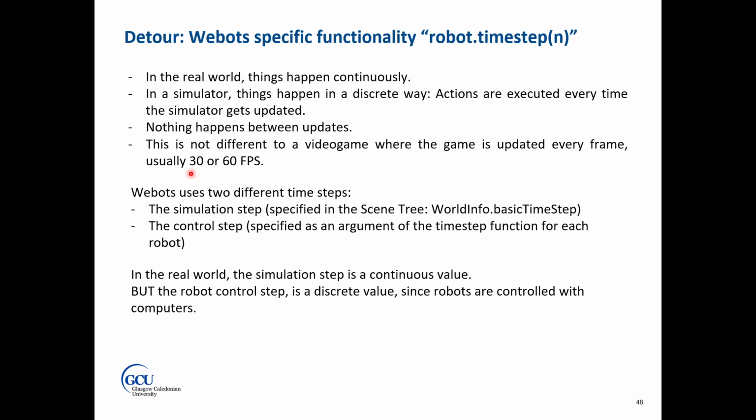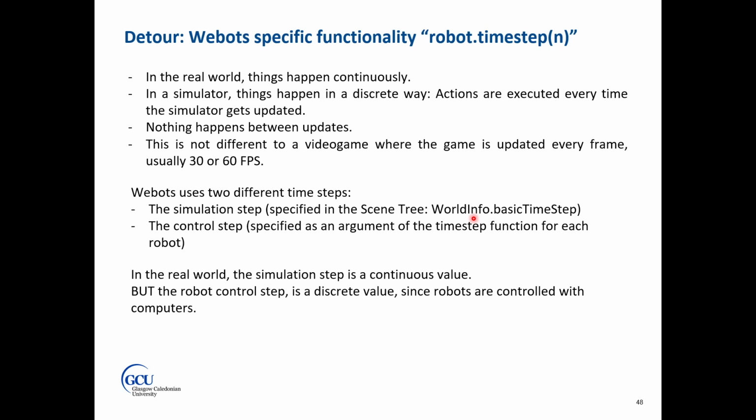I guess the main difference is that in a video game, when it gets slow, it's just annoying. But in a simulation, because we actually want to simulate the real world as accurately as possible, this is quite important. So Webots uses two different time steps. One of them is the simulation step, which is specified in the WorldInfo basicTimeStep. This is something that we modified at the end of the tutorial when we were messing with things, when we changed 32 to 16.